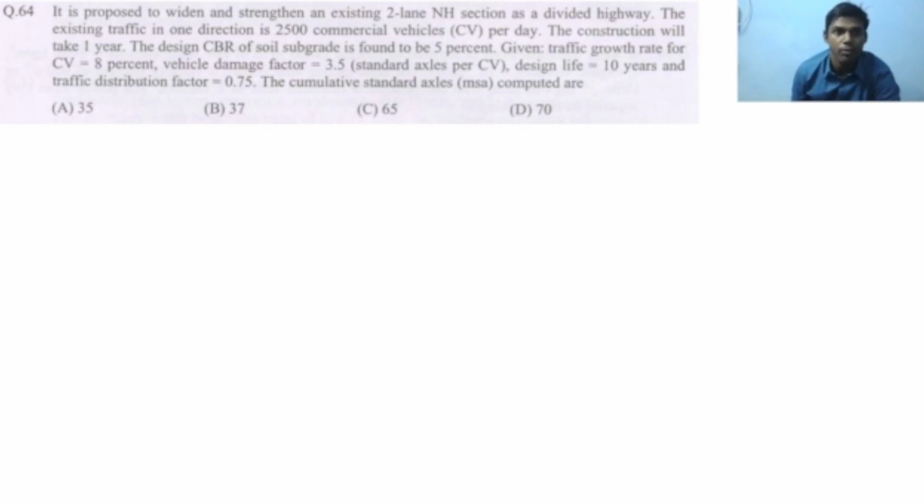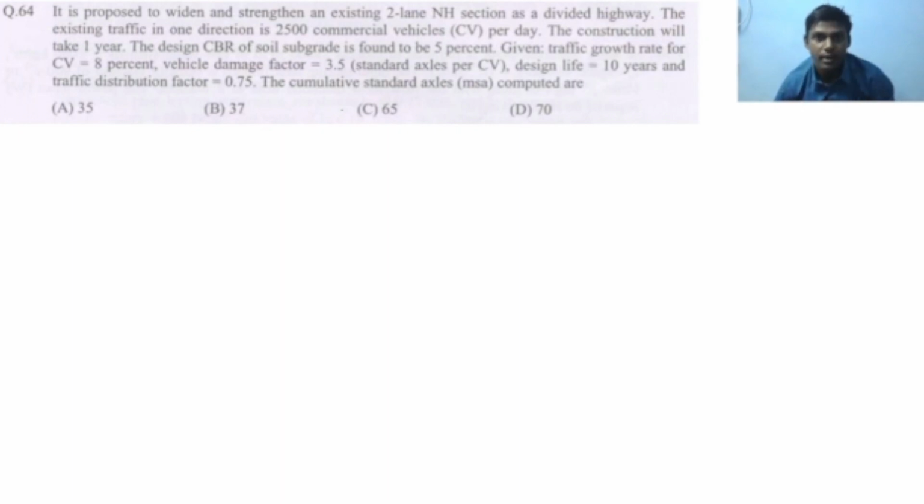So it will take 1 year. The design CBR of the soil subgrade is given, that is 5%. And the traffic growth rate is also given. Traffic grows at a rate of 8% per year. The vehicle damage factor is 3.5. Design life is 10 years, so the design life of that national highway will be 10 years. And the traffic distribution factor is 0.75.